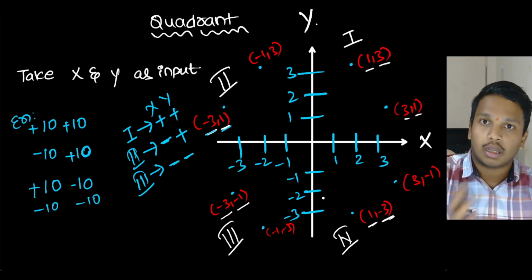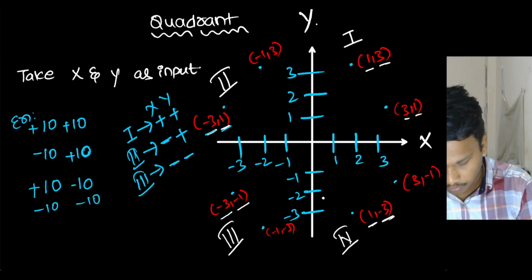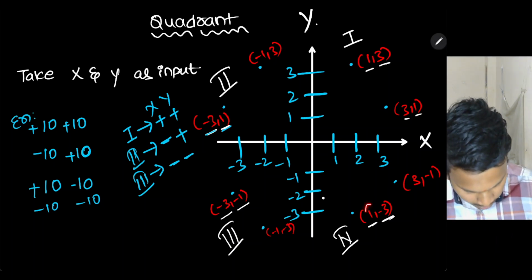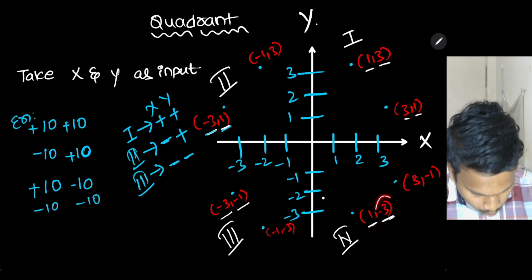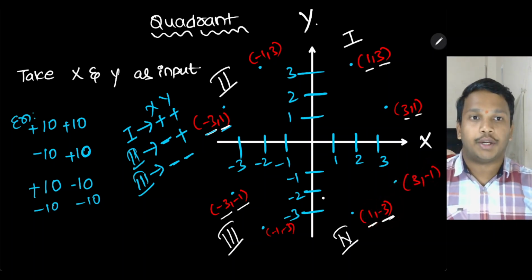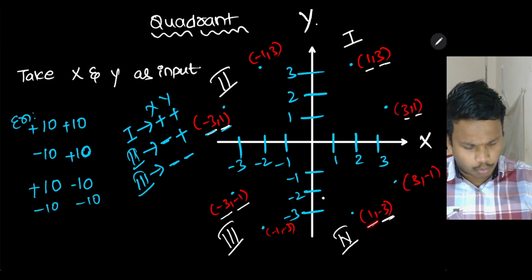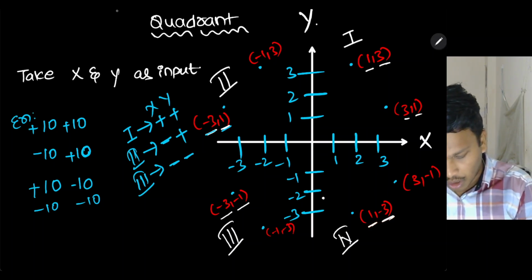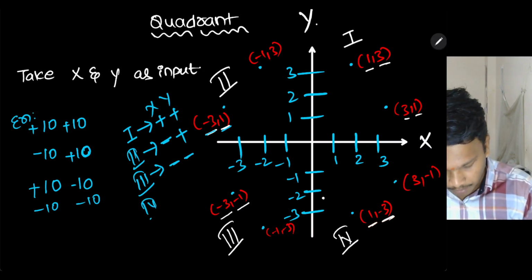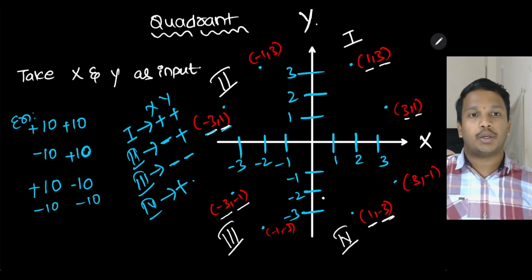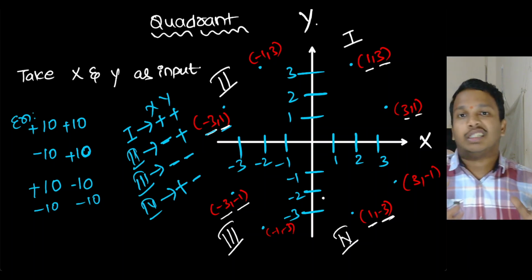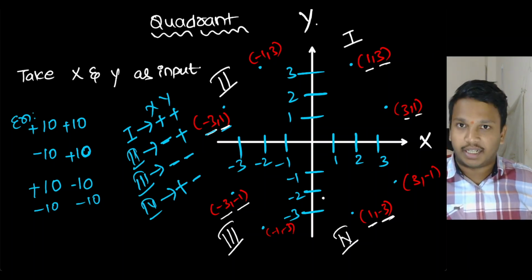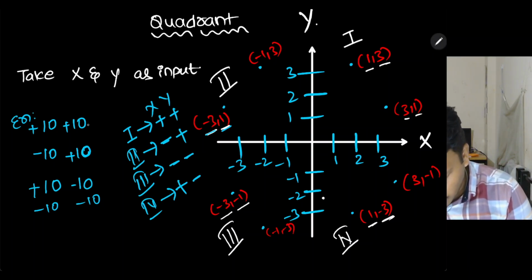Now how to tell whether it belongs to the fourth quadrant? If the x value is positive and the y value is negative, then it belongs to the fourth quadrant. If x is positive and y is negative, then we can tell that the point belongs to the fourth quadrant. Now if you understand this well, then tell me the first example. There are 4 examples in total.